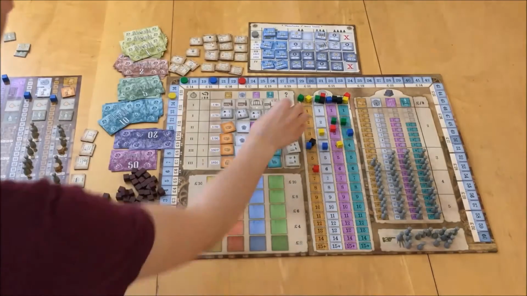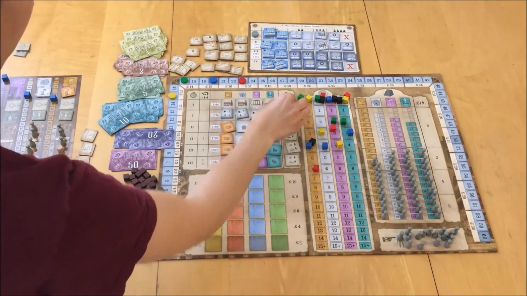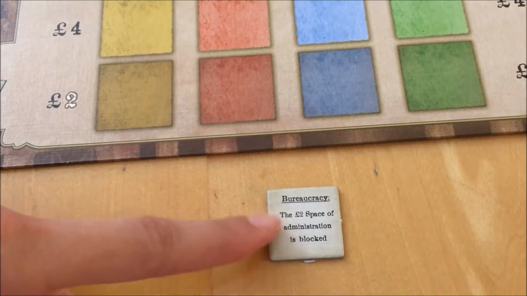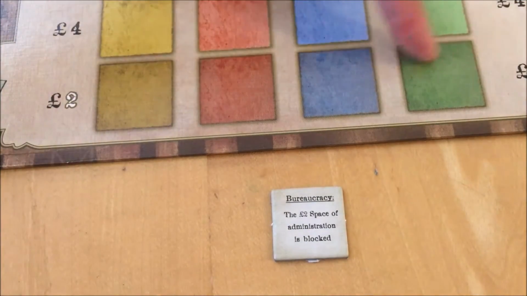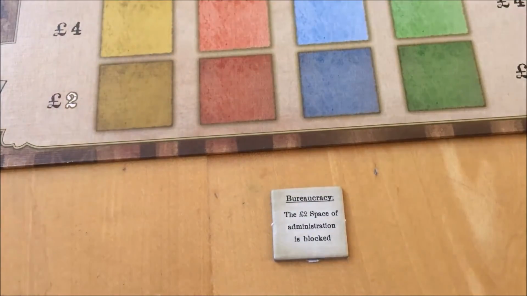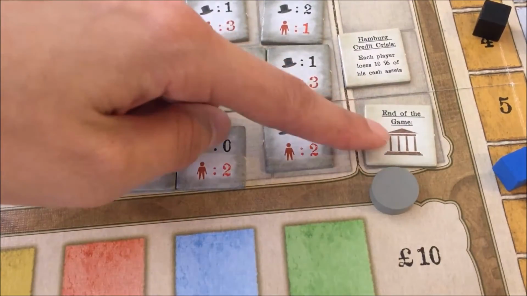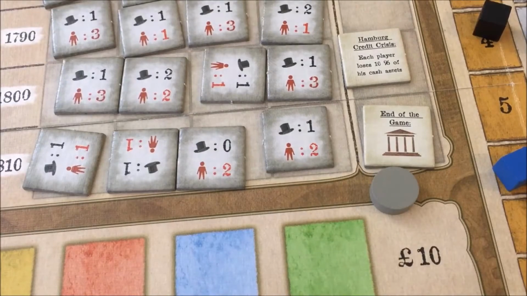At the end of each round, an event marker is flipped and resolved, affecting all players. The bureaucracy event marker is in every game. This blocks the £2 row of the administration chart for all the players for the rest of the game, unless they have the accountant development tile. The end of game marker is always the last event. Each player does an abridged stock exchange action, selling goods from their warehouse and buying shares.